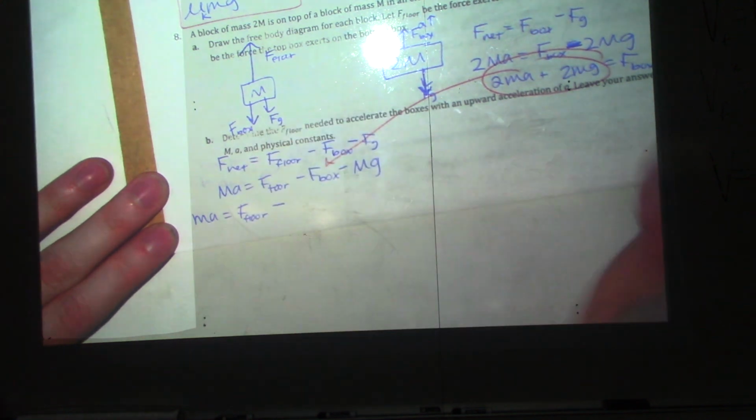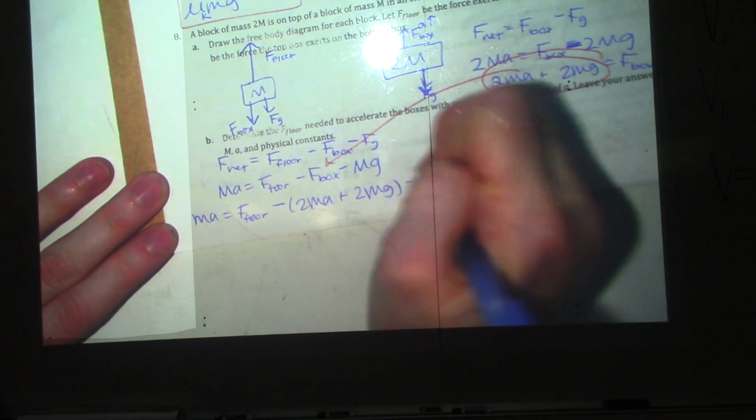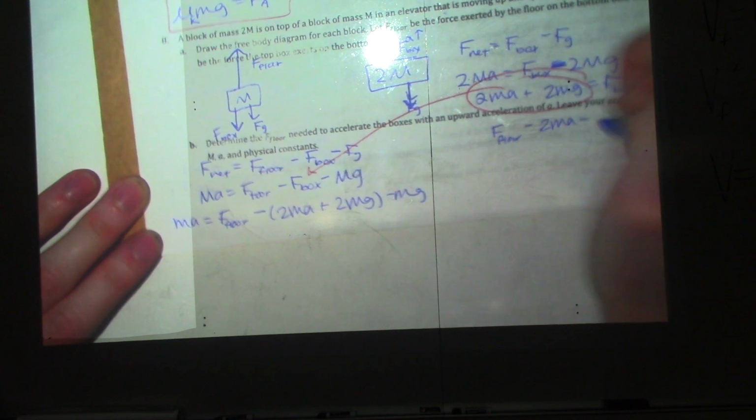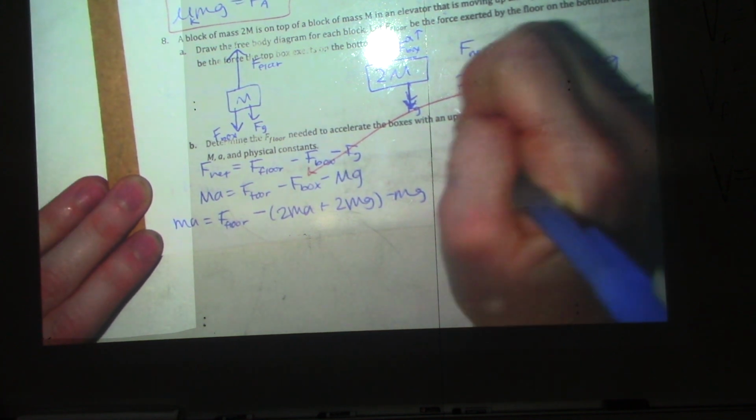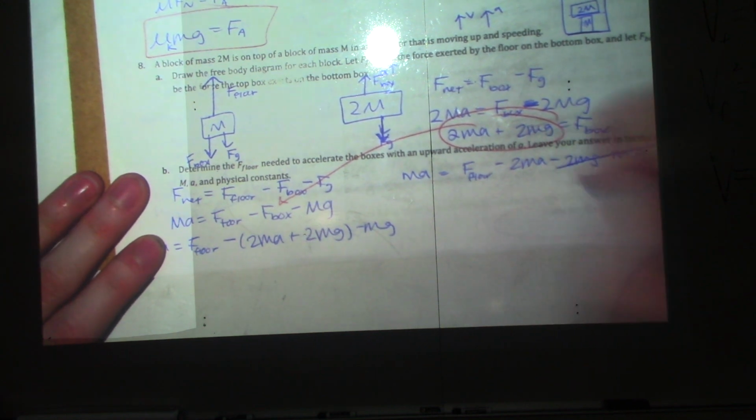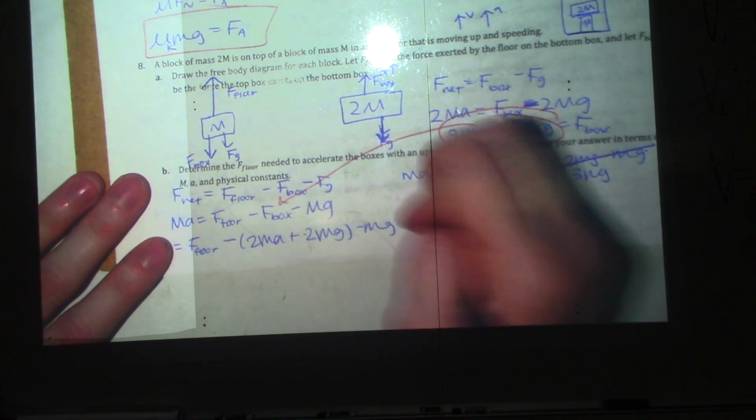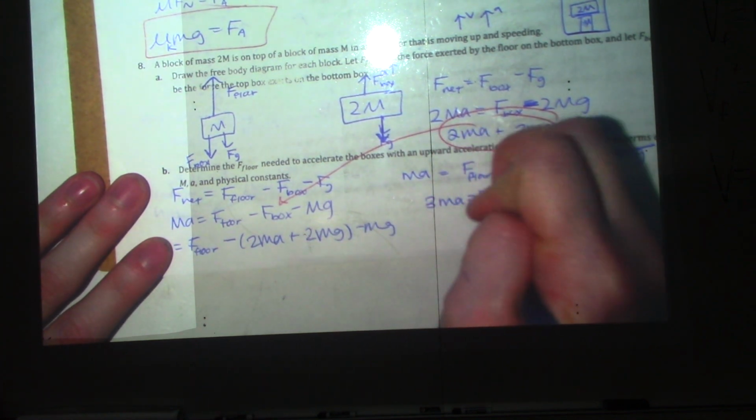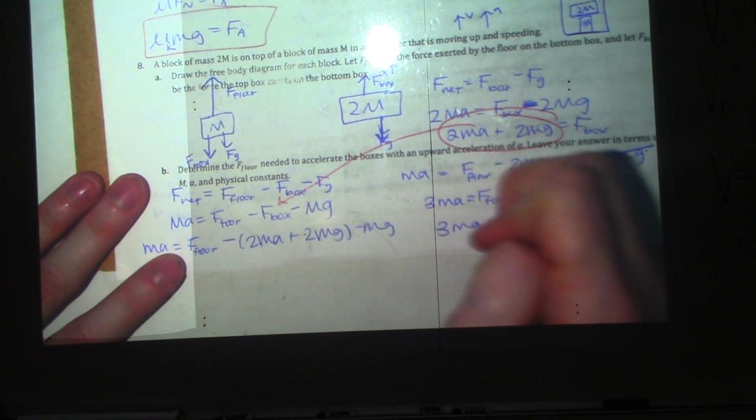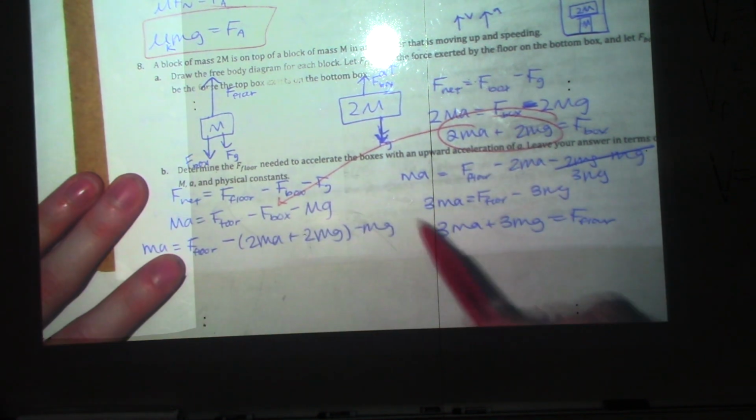Minus F box, so minus all of this, minus mg. So let's distribute. This is F floor minus 2ma minus 2mg minus mg is my ma. This would just become minus 3mg. Trying to get F floor by itself, so I'm going to add this over. That becomes 3ma is F floor minus 3mg. And then lastly add it over, so 3ma plus 3mg equals F floor. And that would be your answer.